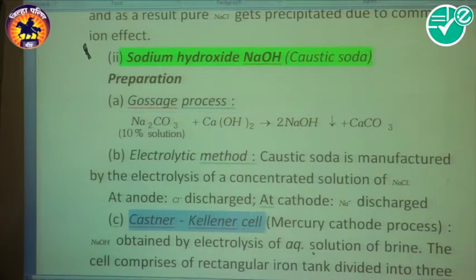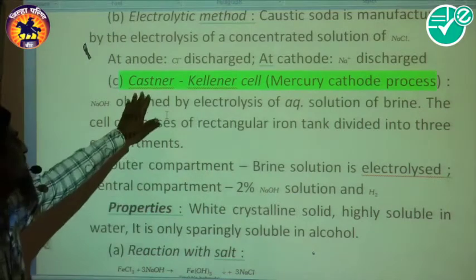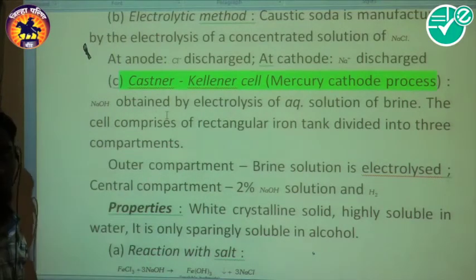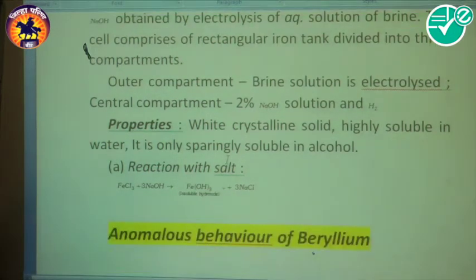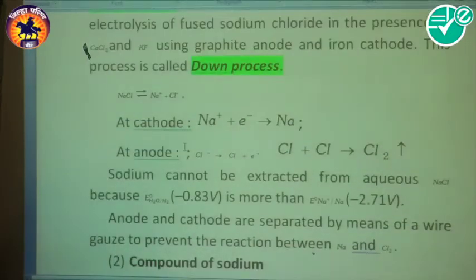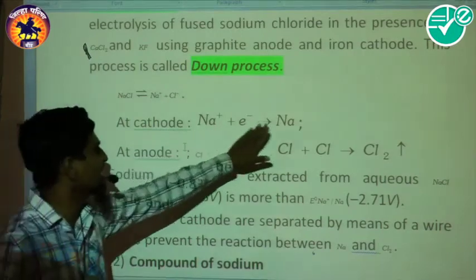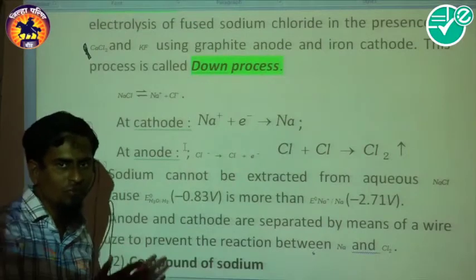the Castner-Kellner process, that is the mercury cathode process. Here again you are doing electrolysis. By the electrolysis of NaCl, you obtain sodium hydroxide. The reaction is the same as in the Downs process: Na plus forms Na, and Cl forms chlorine.